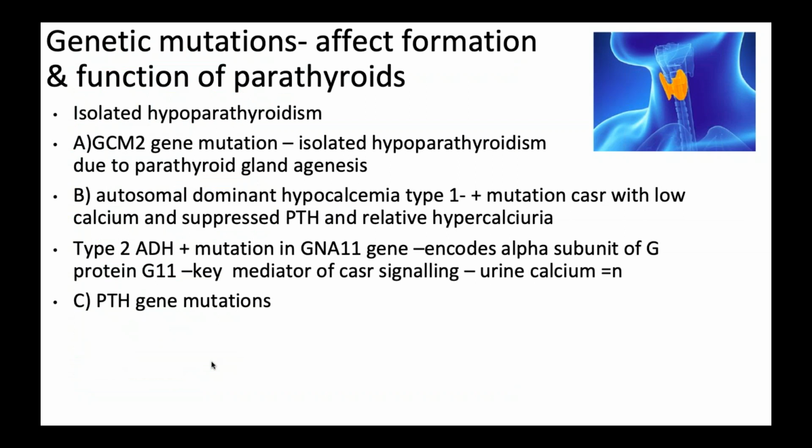Then we have genetic mutations that can result in abnormal formation and function of the parathyroid glands. It could be isolated in association with mutations in the glial cell missing gene, GCM2, which can result in parathyroid gland agenesis. We can have autosomal dominant hypocalcemia, type 1, and there is also type 2. It's important for us to look at the calcium to creatinine clearance ratio. There can also be mutations in the PTH gene.